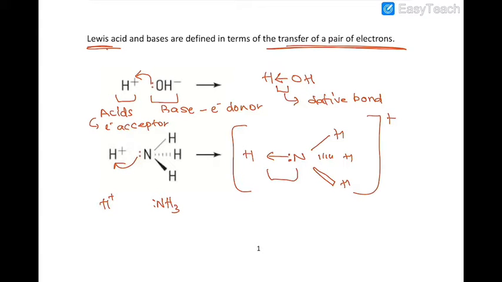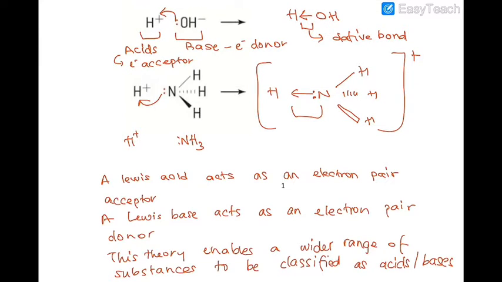So we can define Lewis acids and bases. A Lewis acid acts as an electron pair acceptor and a Lewis base acts as an electron pair donor. So H plus is a Lewis acid and NH3 is a Lewis base. H plus is a Lewis acid and OH minus is a Lewis base. Now, this theory would enable many more substances to be classified as acids or bases compared to the Bronsted-Lowry theory.